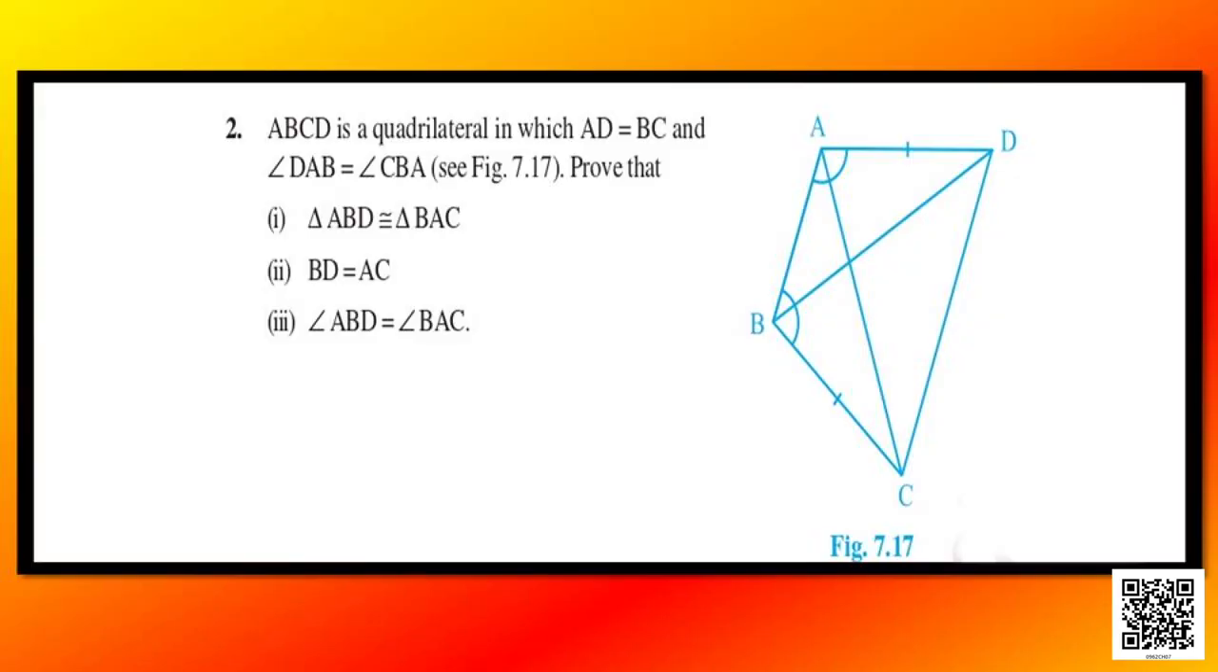question number 2. ABCD is a quadrilateral in which AD is equal to BC and angle DAB is equal to angle CBA. And we have to prove that triangle ABD is congruent to triangle BAC, BD is equal to AC and angle ABD is equal to angle BAC. So, let me draw the diagram first.